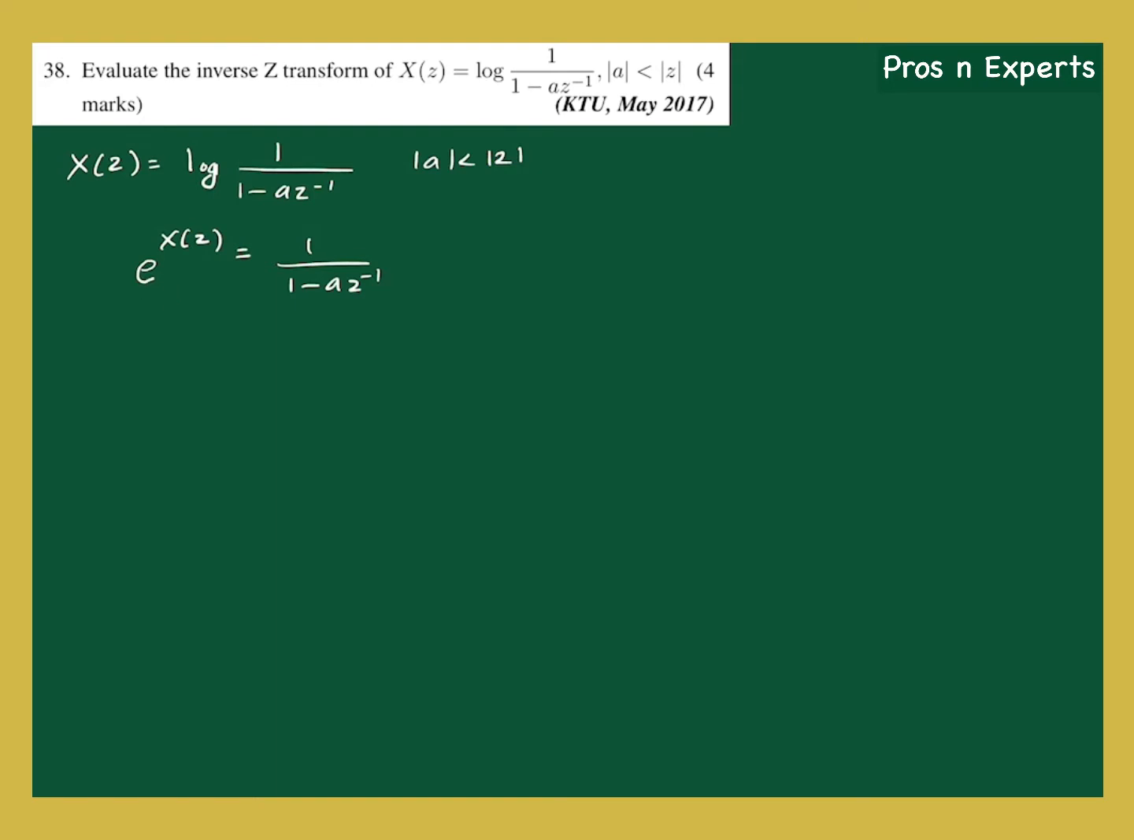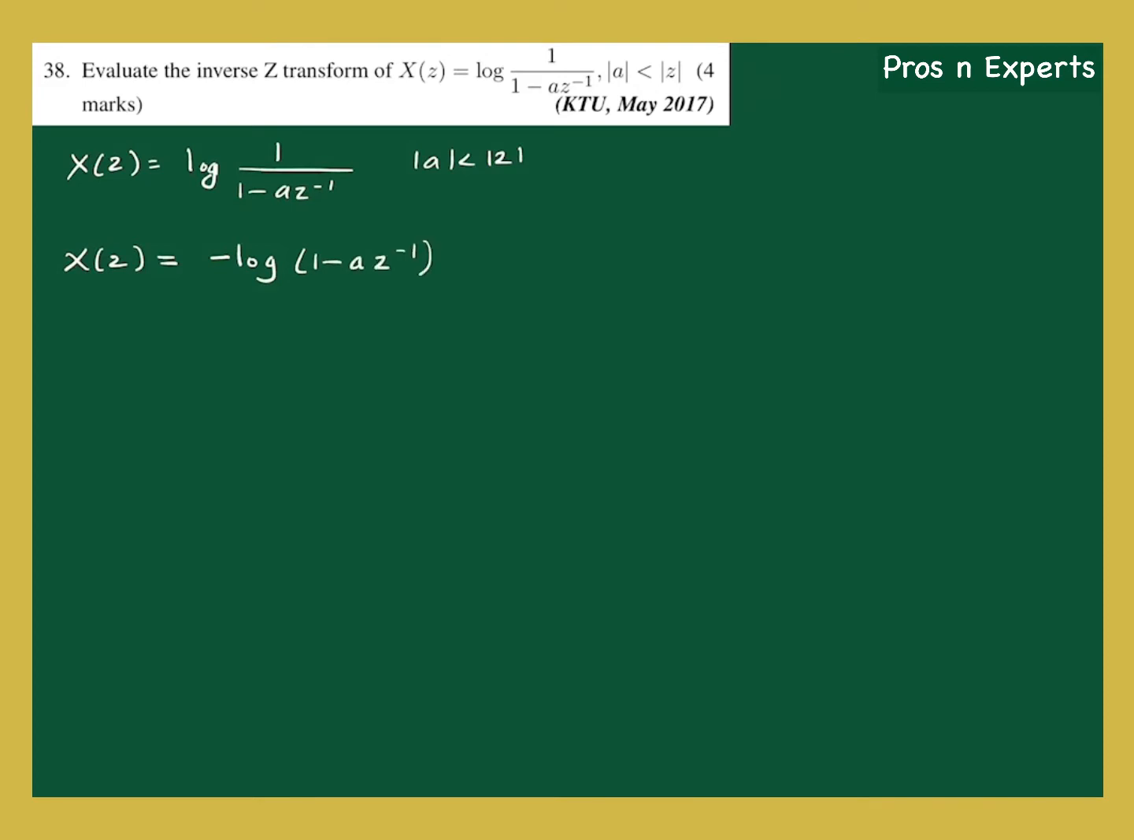Okay, so we will give up that idea. So what is the second method that removes logarithm from a function? It is nothing but differentiation. Very good, it is differentiation. So if I can write X of z equal to log 1 by 1 minus a z inverse, then also I can write X of z is equal to, what is logarithm of 1 by 1 minus a z inverse? It is nothing but minus log 1 minus a z inverse, right?